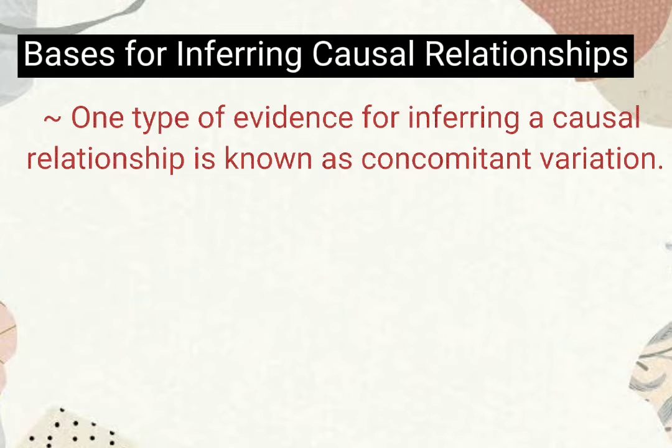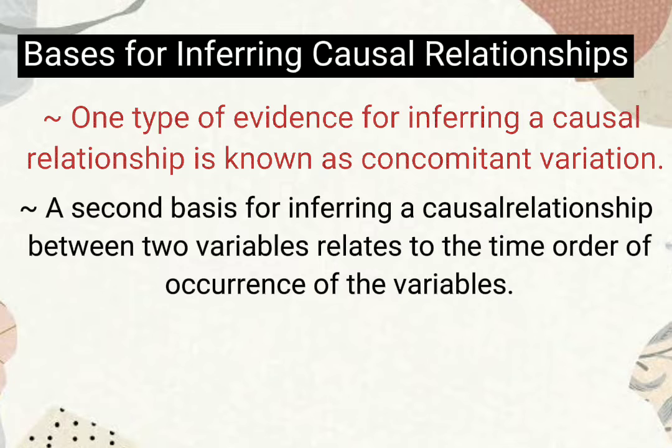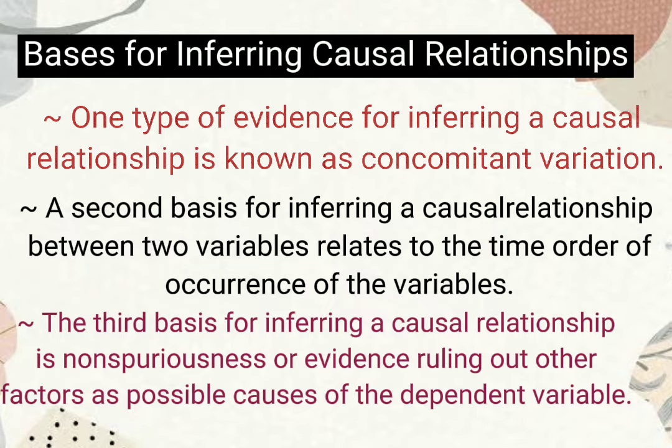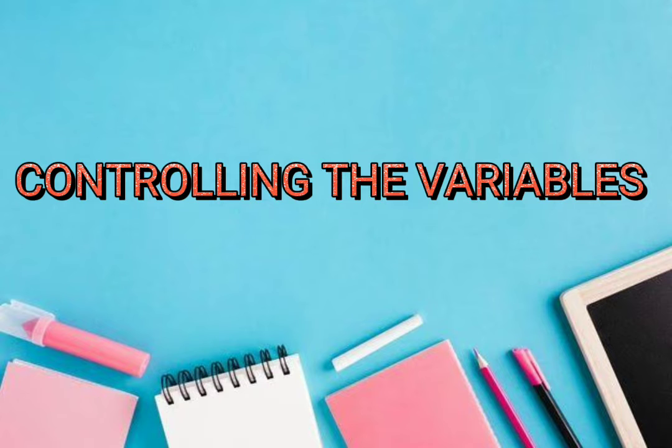Basis for inferring causal relationships. One type of evidence for inferring a causal relationship is known as concomitant variation. A second basis for inferring a causal relationship between two variables relates to the time order of occurrence of the variables. The third basis for inferring a causal relationship is non-spuriousness, or evidence ruling out other factors as possible causes of the dependent variable.